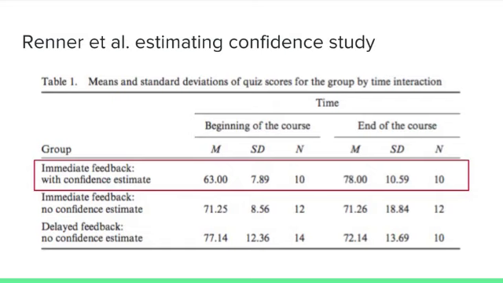Results showed a significant increase in performance for the immediate feedback group, which generated a confidence estimation. The immediate feedback group without confidence estimation had no significant change in scores, and the delayed feedback group actually showed a significant reduction in scores. This demonstrates that introspective assessments of an individual's knowledge in an effort to honestly gauge preparedness can improve performance in the classroom.